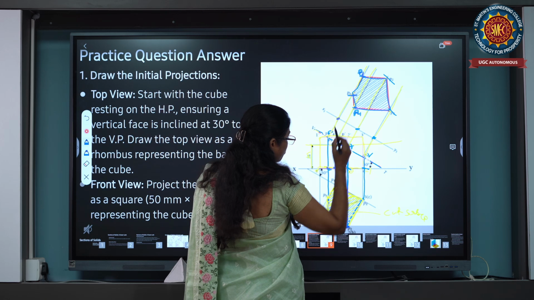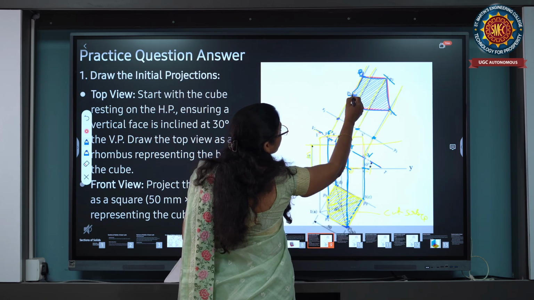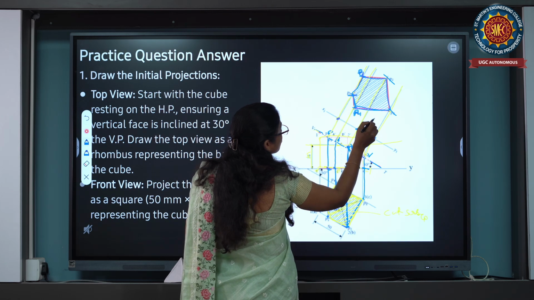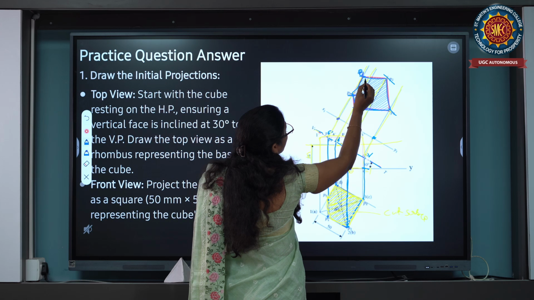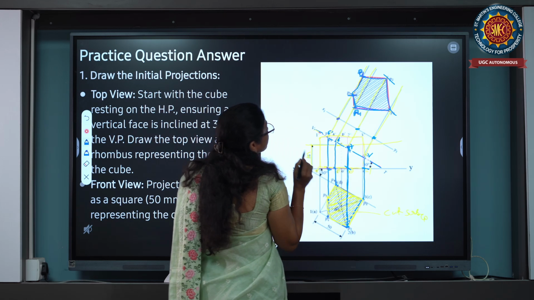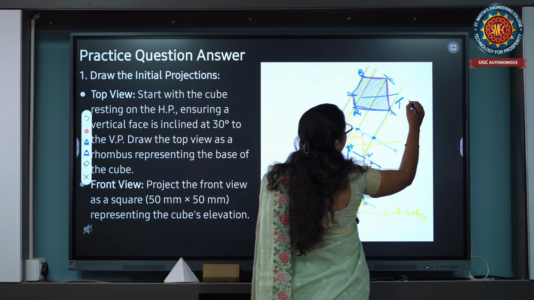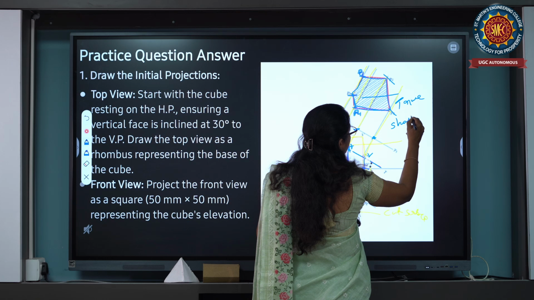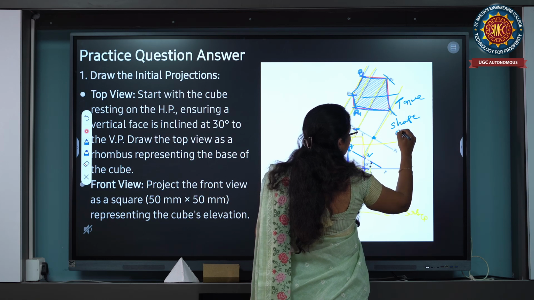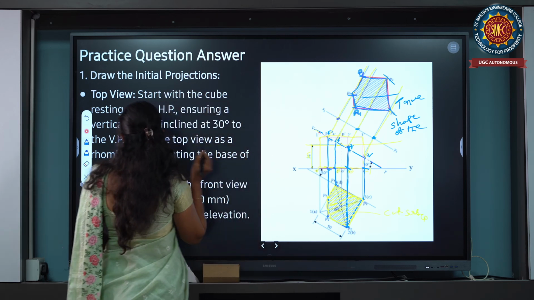Here we need to draw the cut surface. We need to draw it using this true shape of the section plane. Draw that cut surface. This is called the true shape of the section plane.